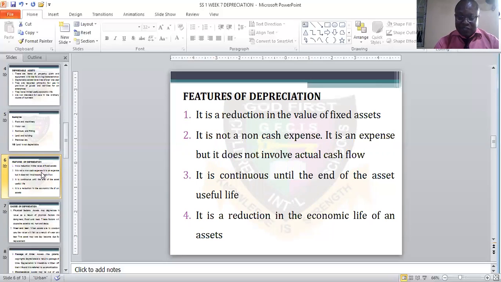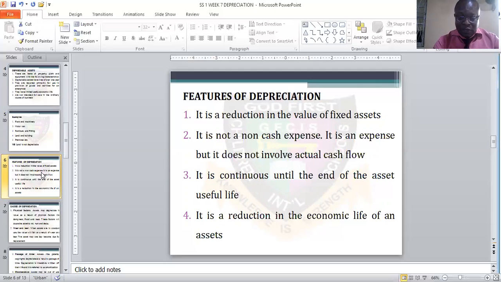It is not a cash expense. So it is not meant for those fixed assets, it's not meant for the cash immediately. It's an expense, but it does not involve actual cash flow. It's a permanent asset that they use continuously for the business organization, and it is continuous until the end of the asset's useful life, until when the company cannot use them. That is the time that it continues usage until the asset becomes of no use again.